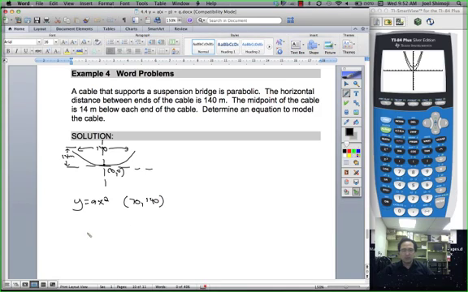We're out of time, so I'll do this really quickly. My a is equal to 1 over 350, so the equation is y is equal to 1 over 350 x squared. Okay, try the check, and after the check you can try this assignment.